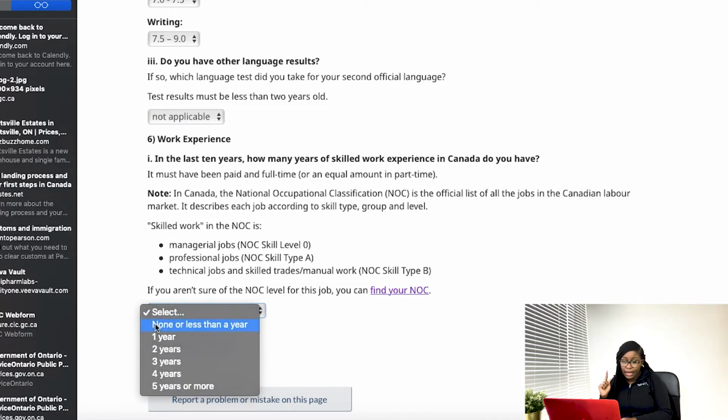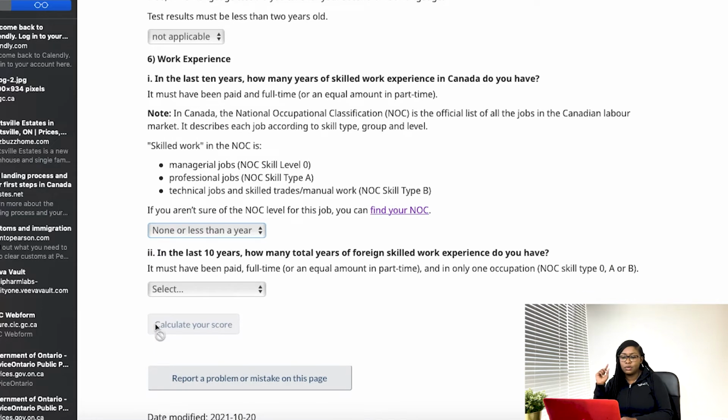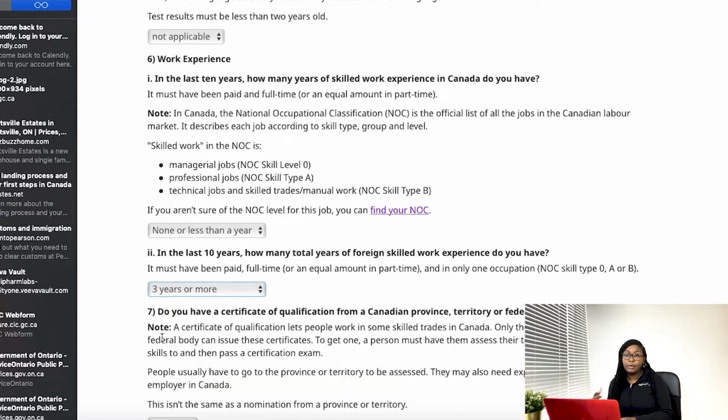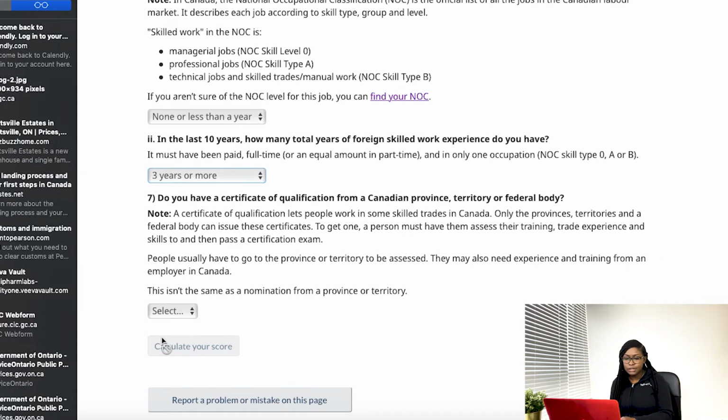In Canada, we're gonna say none because we're outside of Canada. In the last 10 years, how many total years of foreign skilled work experience do you have? And like you see, the NOC 0A and B is here. So whatever experience you have in your home country, just check to make sure that it aligns with their classifications. So I'm gonna go ahead and say 3 years or more because that's how you get the maximum scores.